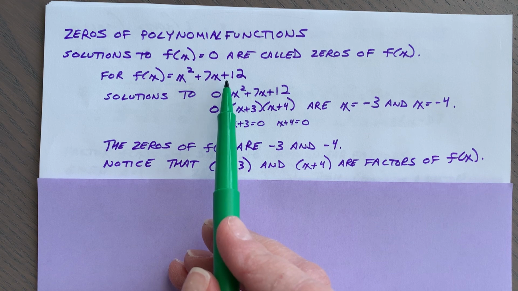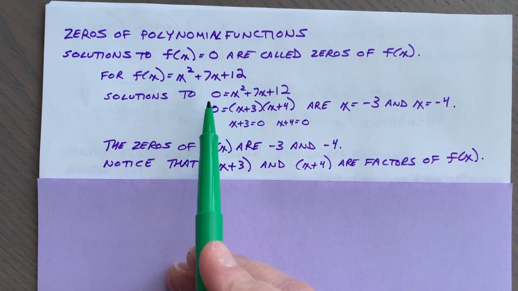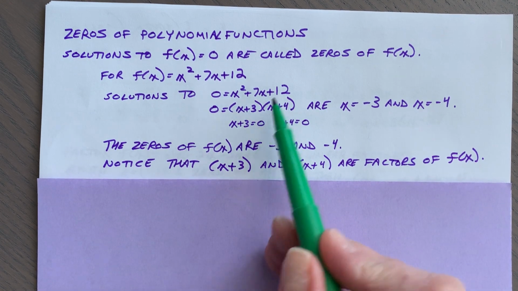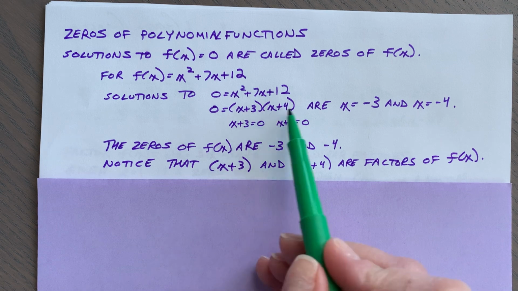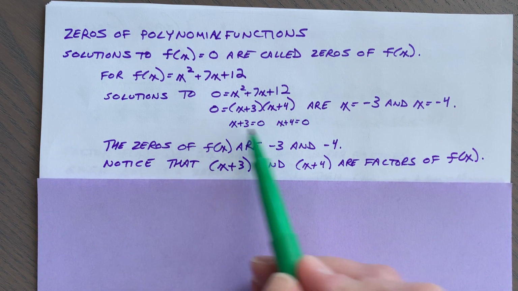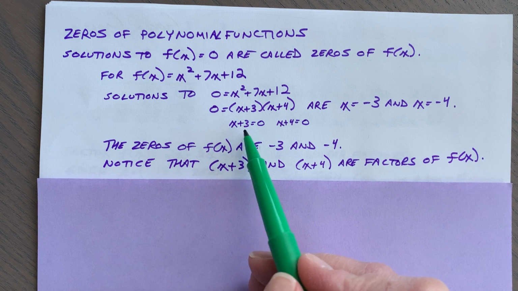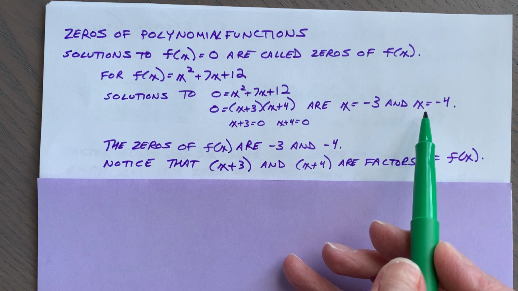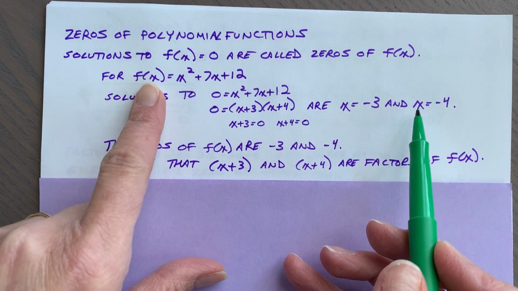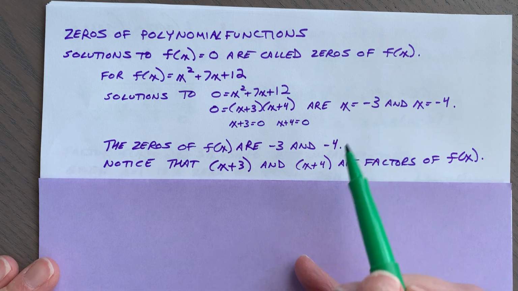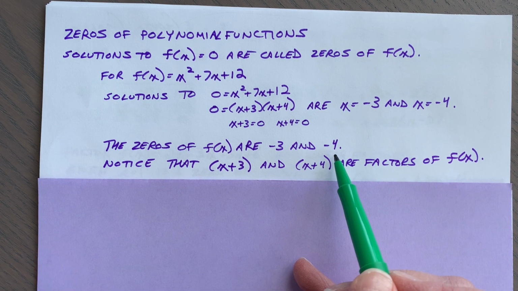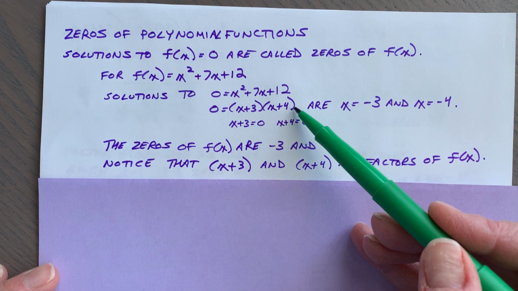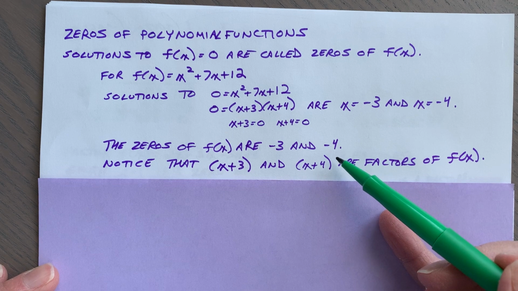So solutions to f of x equals 0, so we're replacing f of x with 0. Those solutions can be found, in this case, by factoring. And then the zero factor property says either x plus 3 equals 0 or x plus 4 equals 0. And that leads us to negative 3 and negative 4. Those are the solutions when we let f of x equal 0. They're called zeros of our function. So definitely we have this relationship between factors of the polynomial function and zeros of the polynomial function.